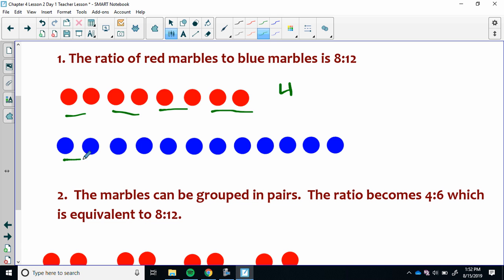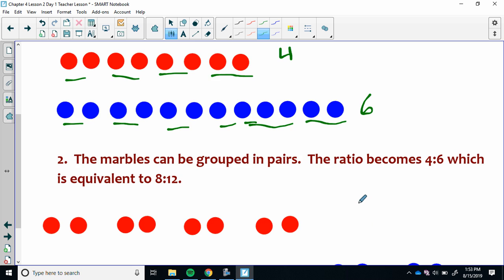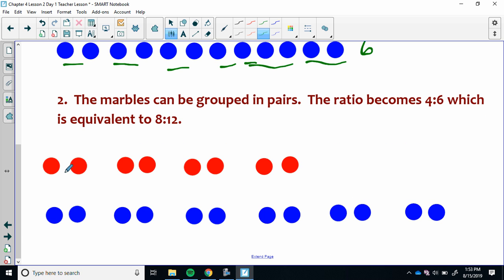And well, 2, 2, 2, 2, 2, 2, 2, 2, 2, and 2, which gives us 6. So 8 to 12 would be the same as saying 4 to 6. It would make them equivalent.